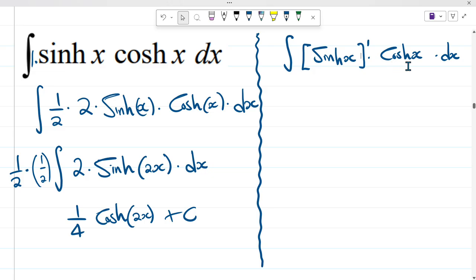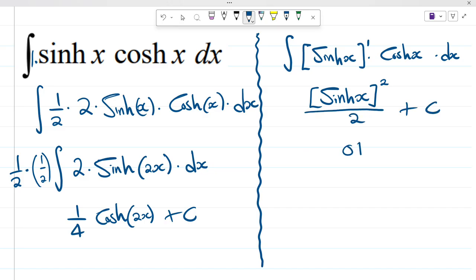So when I do this, if I have f of x and f prime of x and then f of x to the power n, which is not equivalent to -1, then I can use the general power rule. So the answer for this is just going to be hyperbolic sine of x, then you add 1 to the exponent, so that's going to be 2 divided by 2 plus c.